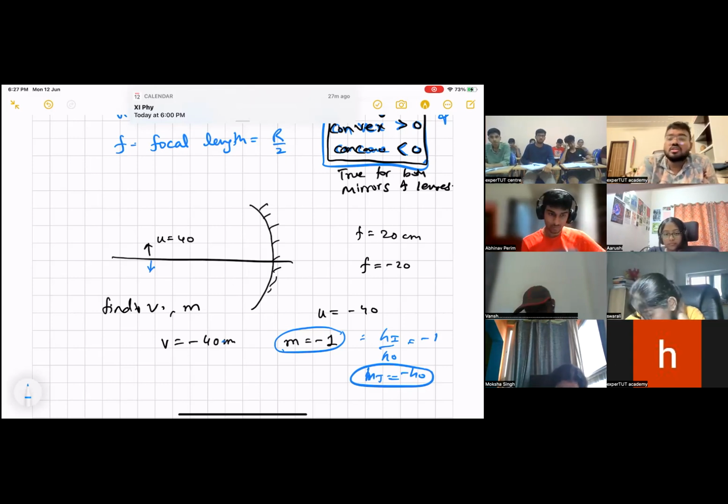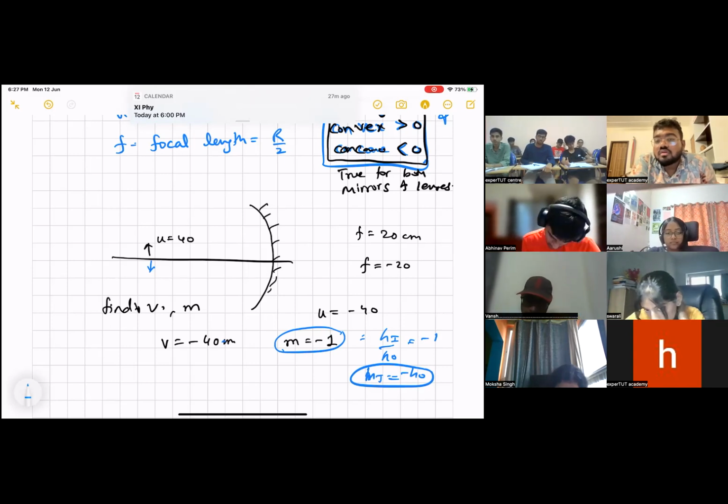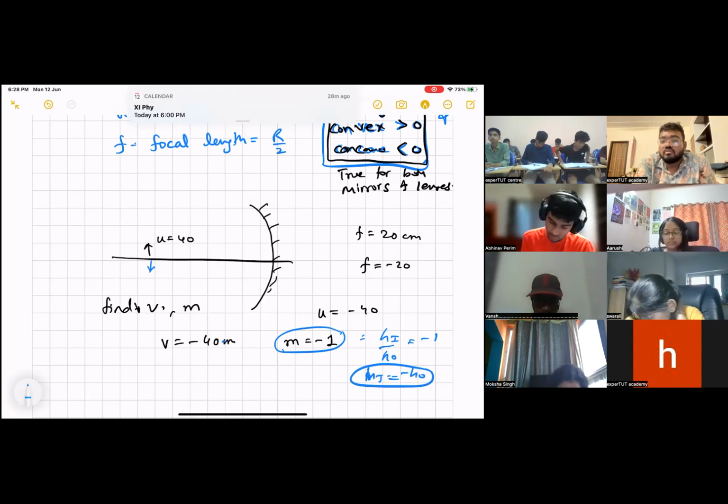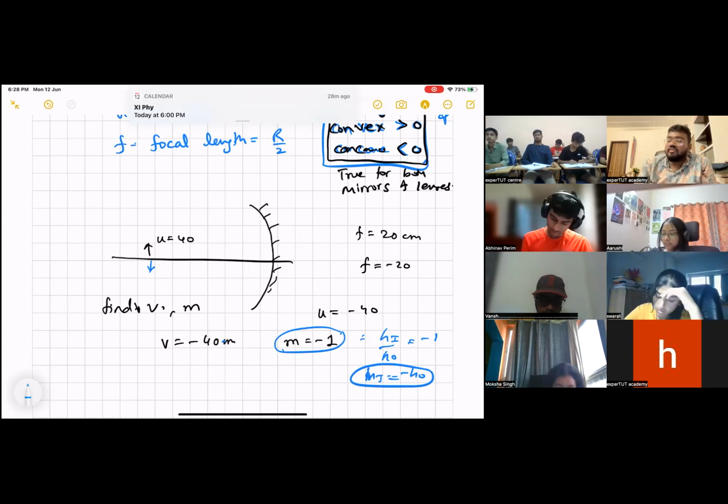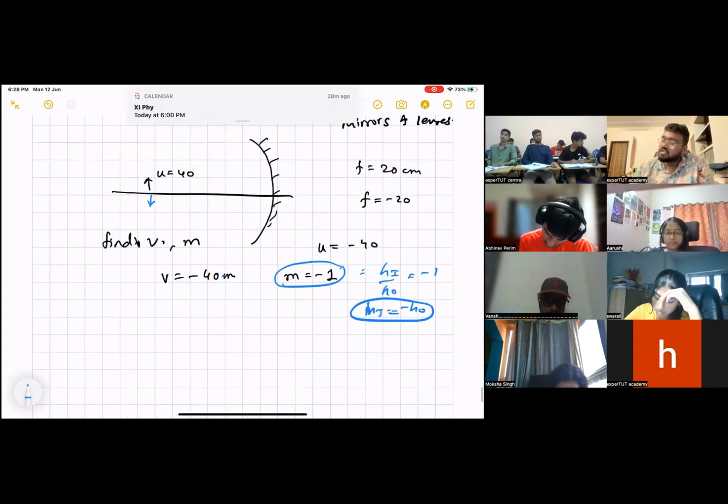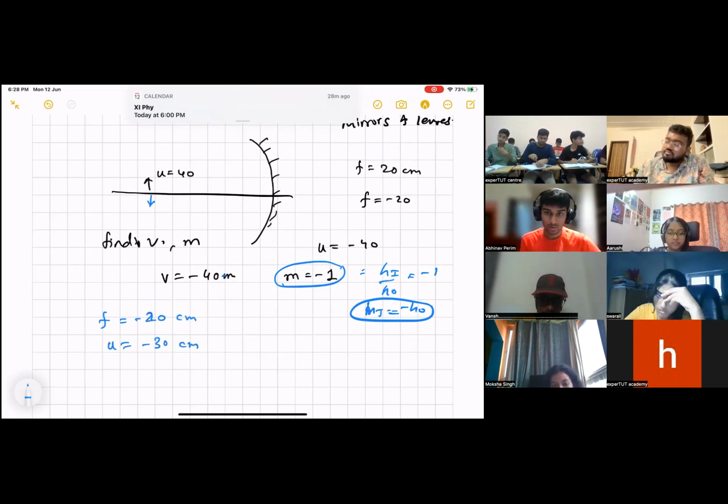Are you asking me something, Darsh? Does it mean the object is at center of curvature? Yes, it is at center of curvature. The object is kept at center of curvature because the center of curvature is double the focus. Okay, everyone, one more. For the same concave mirror with f is -20, find if u is -30 centimeter. What is v and what is m?